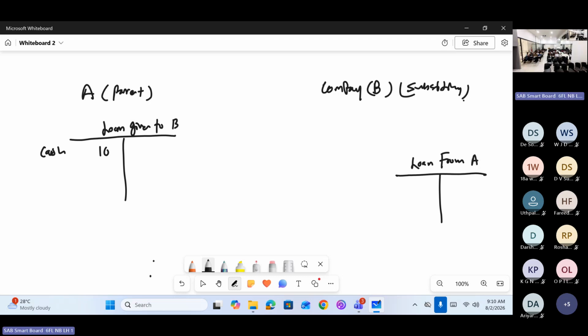Loan from A, it is 10 million. Again, cash. It's a liability. That's what I told you. This 10 million normally tallies, that's why we wrote it in the books.